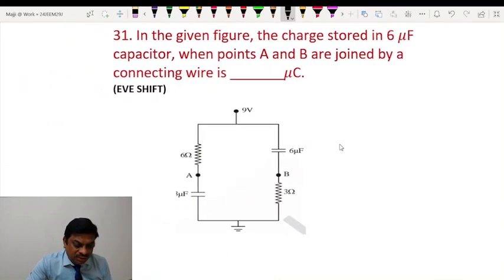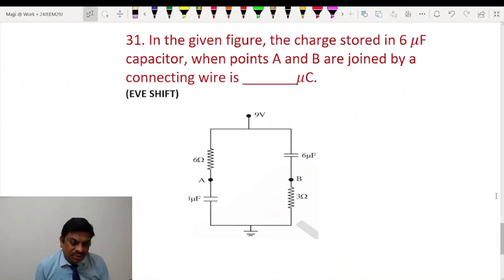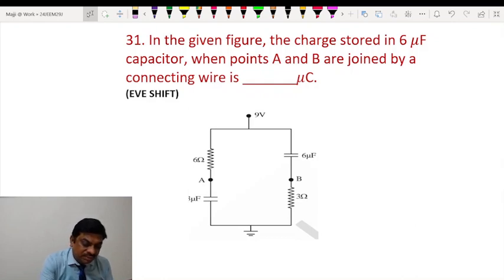Question number 31. In the given figure, find the charge stored in the 6 microfarad capacitor when points A and B are joined by a connecting wire. In the question it is given that, you can see the figure students, these two are connected by a connecting wire. So since this is at a higher potential, 9 volt, and this is at a lower potential, 0 volt, naturally current will flow this way, and finally this way, and will enter inside earth.